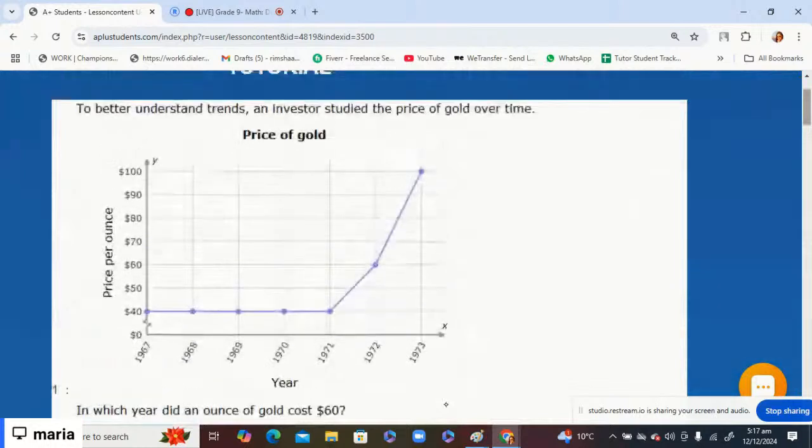And if I'm going to say, when you see the graph, in which year the gold cost is $100? That is 1973. And if we're going to talk about in which year the gold cost is $40, you are going to mention 1967, 68, 69, 70, 71. So you put 1967 onward to 1971. It's the same amount, that is $40.